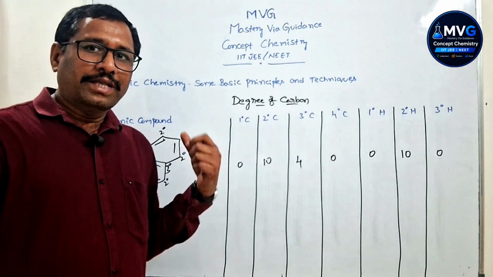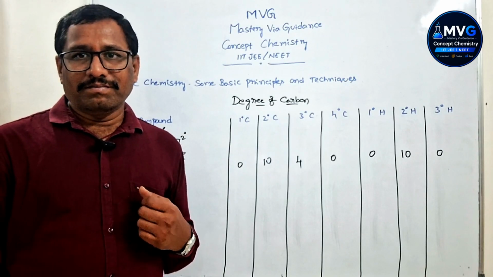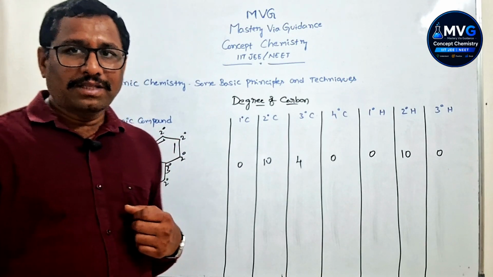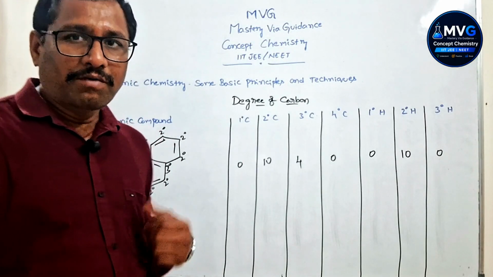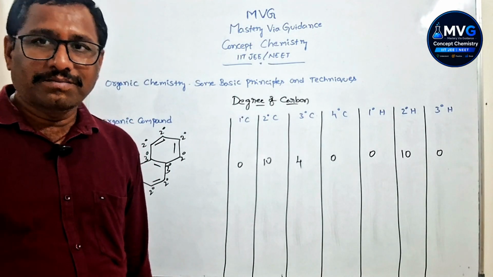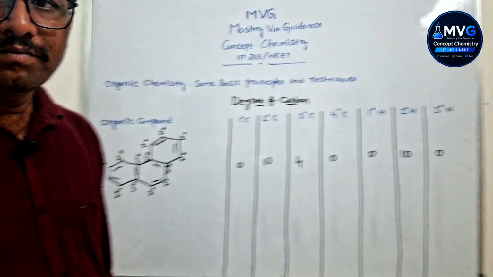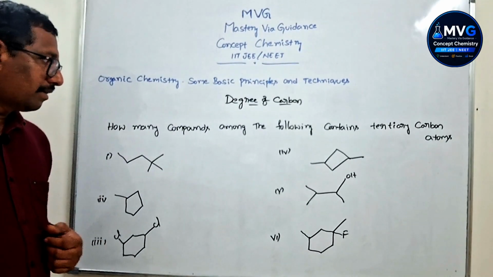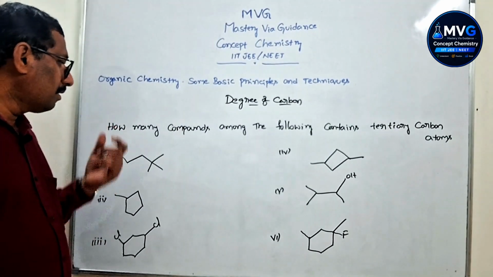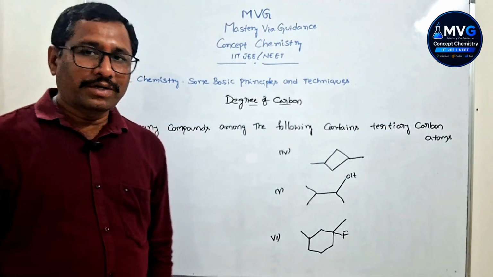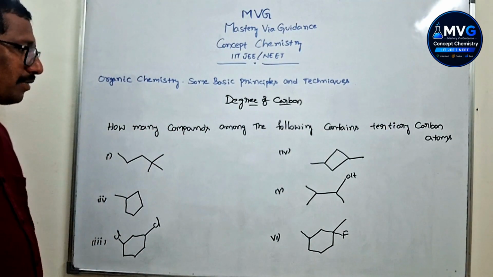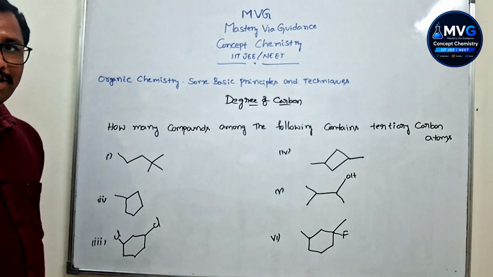Now, how are they asking this in exams? Based on this concept, how are they asking questions in exams? We will discuss one example I will give you, students. Solve this question. In this question, they asked how many compounds among the following contain tertiary carbons. Fine, students. How many tertiary carbons are there in these compounds?